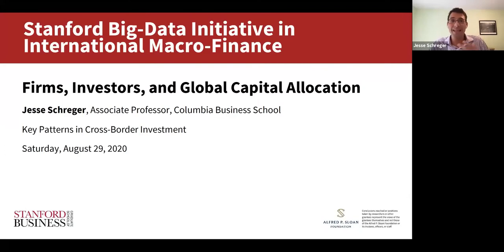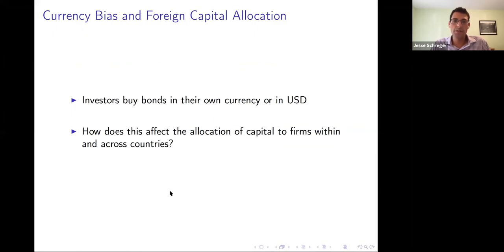Let me pick up from exactly that question. What I showed you so far was the evidence we had on home currency bias really shaping investor portfolios. And so now what we want to do is get into what's the implication of that. How exactly does this affect the allocation of capital to firms within and across countries?